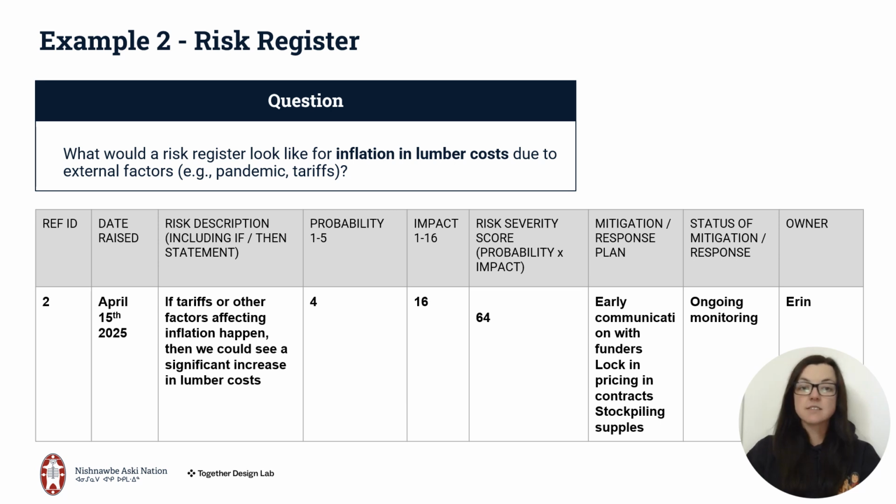In this case, if tariffs or other factors affecting inflation happen, then we could see a significant increase in lumber costs. This has been ranked with a probability of 4, an impact of 16, and our probability times impact gives us a risk severity score of 64.